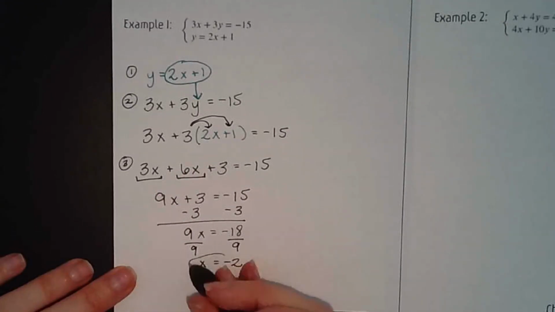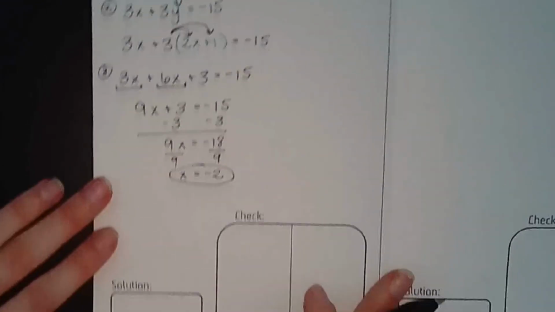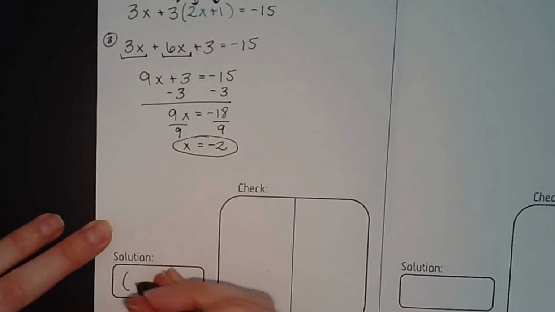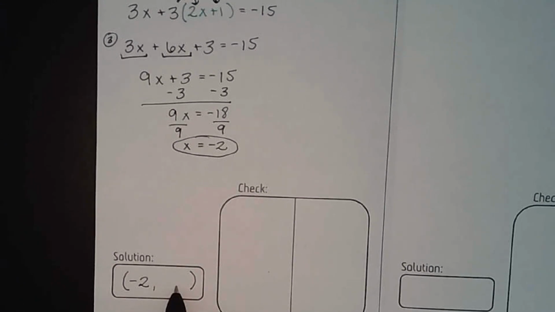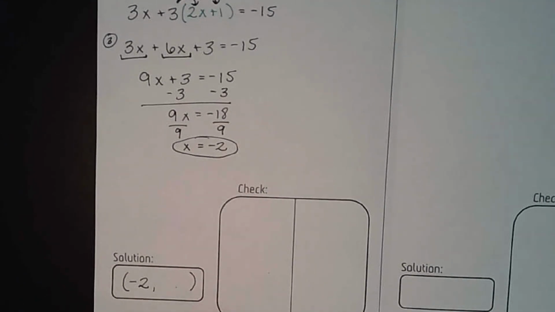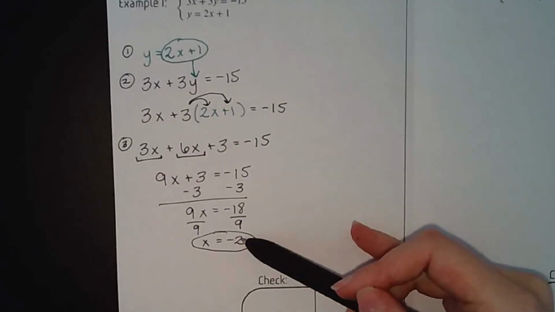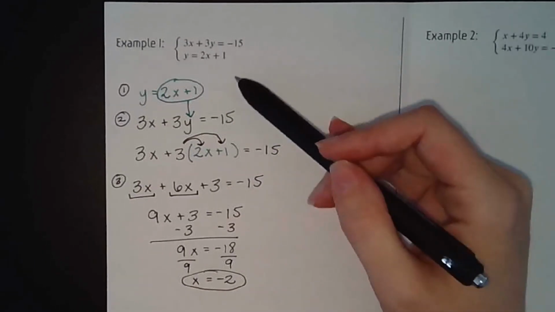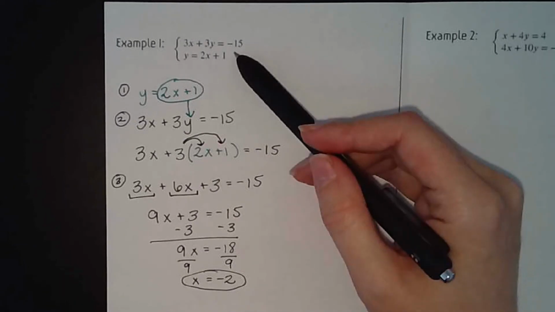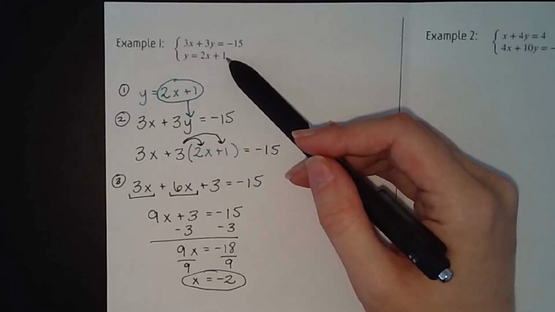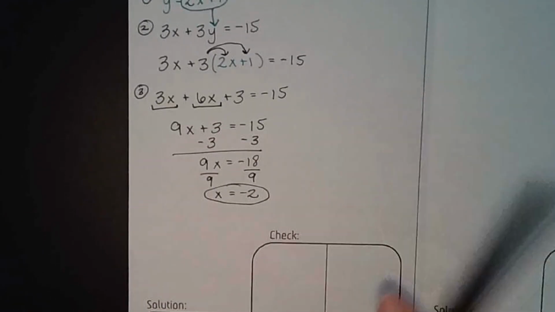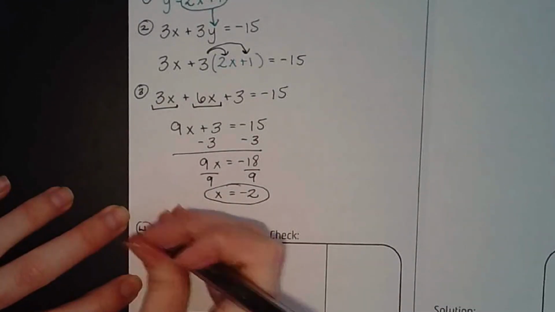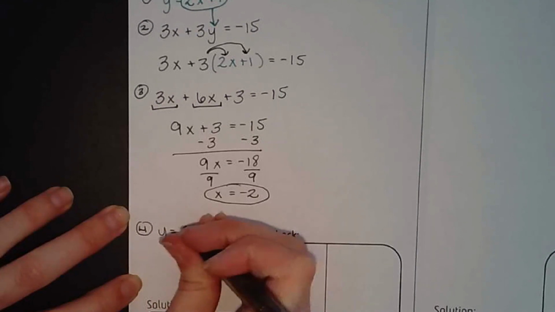So this is half of my answer. I know that the x half of my answer is negative 2. I still have to find the y half of my answer. But we did the hard work already. Now that I know x is negative 2, I'm going to look back to my original equations, and I'm going to choose the one that I think looks easier. And I think the second one looks easier. I'm going to substitute x for negative 2.